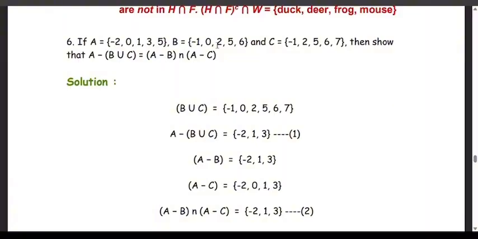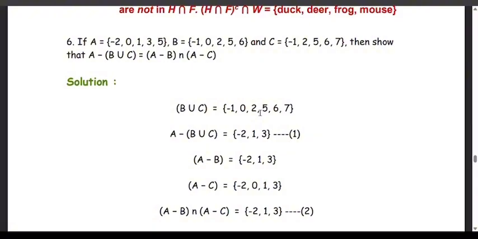So the B union C is bringing all of this together without repetition. Okay, no repetition. I got a -1 here, I got a -1 here. You have to write it once. Where there's repetition, when you are combining, you're only going to write one. So this is my B union C now, combining this with that.